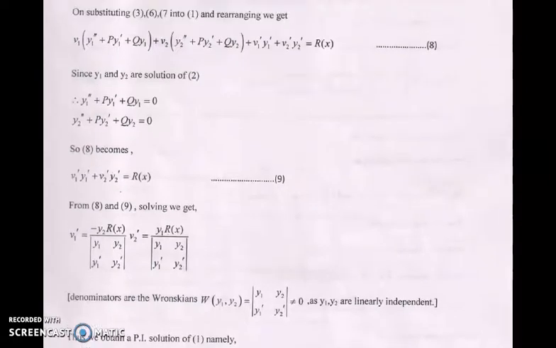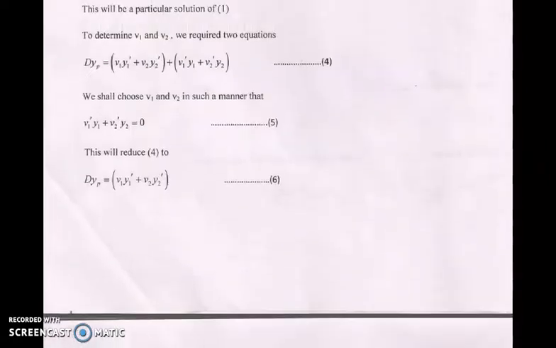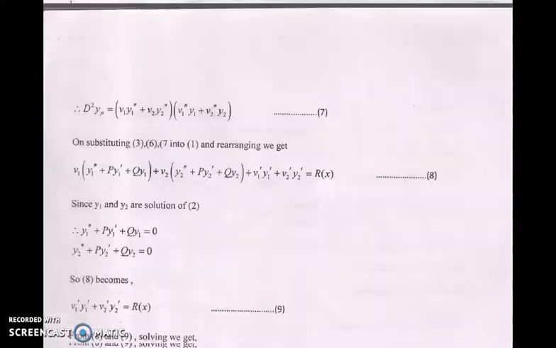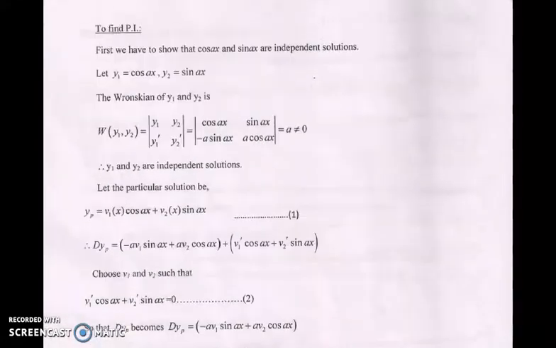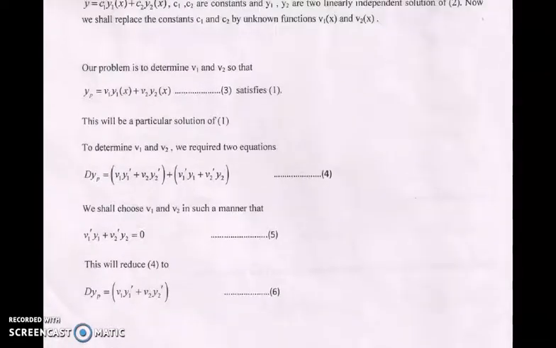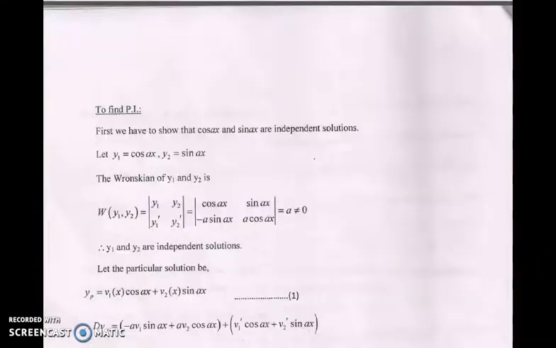Here is the continuation of the rule. We replace c1 and c2 by v1 and v2. Okay, so we move to here: replace c1 by v1 and c2 by v2, which are functions of x, giving v1(x) cos ax plus v2(x) sin ax. The next step is differentiation of this equation with respect to x. This one is your rule. To determine v1 and v2, we require two equations, differentiating with respect to x one time. So here we take the differentiation with respect to x.